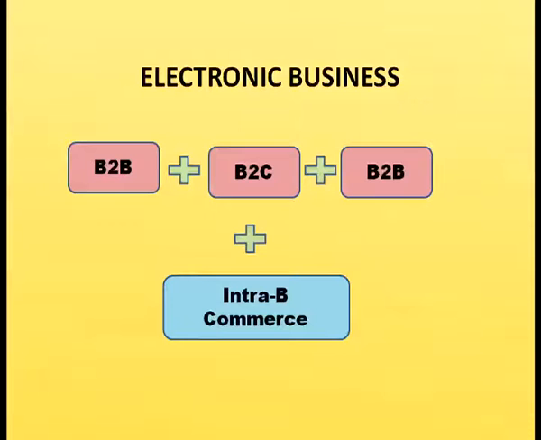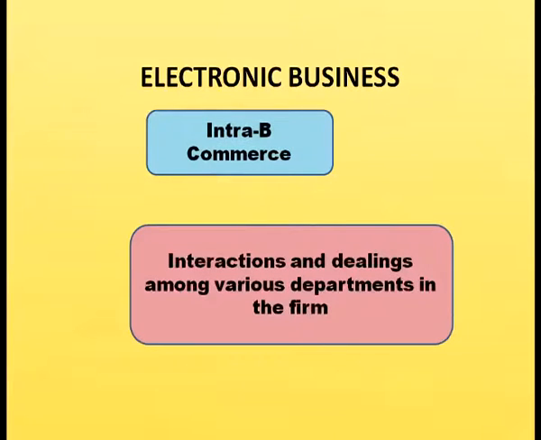All e-business functions like accounting, production, personnel functions, administration functions, etc. are conducted with the help of e-commerce or e-business. Electronic business includes not only B2B, B2C and C2C, it also includes intra-B commerce. What is intra-B commerce? Interactions and dealings among various departments in the firm. That is intra-B commerce. It is a part of electronic commerce.